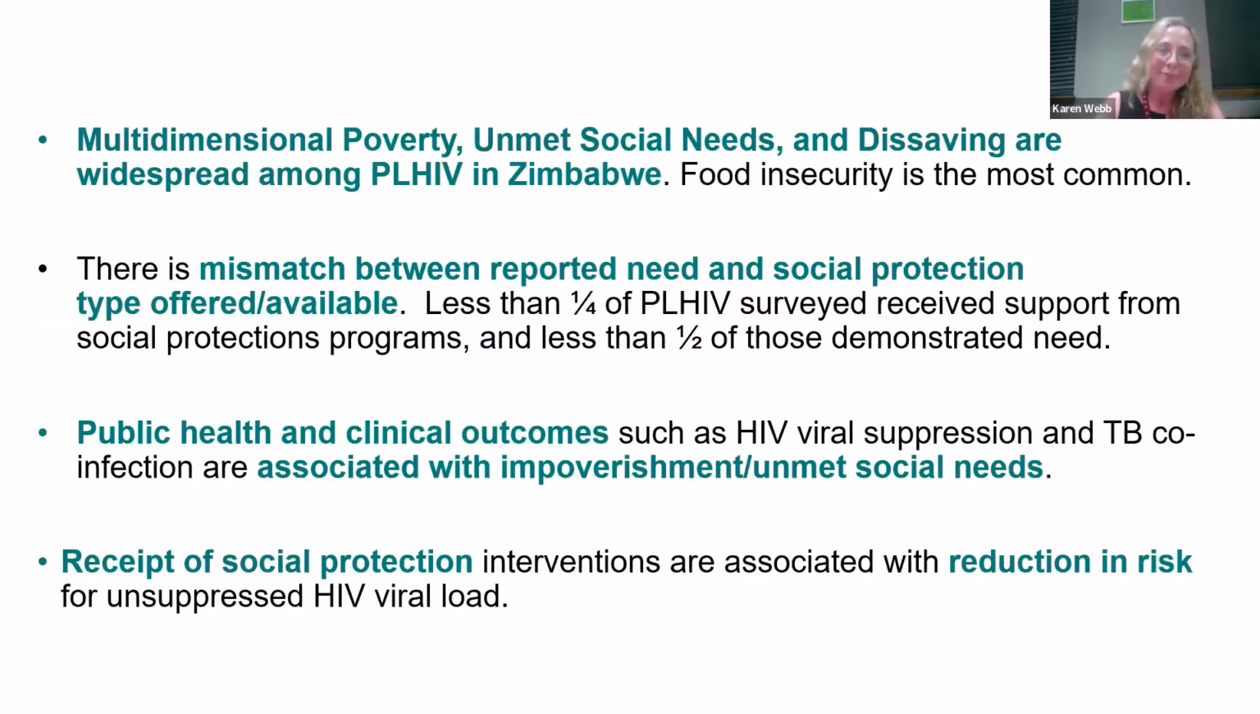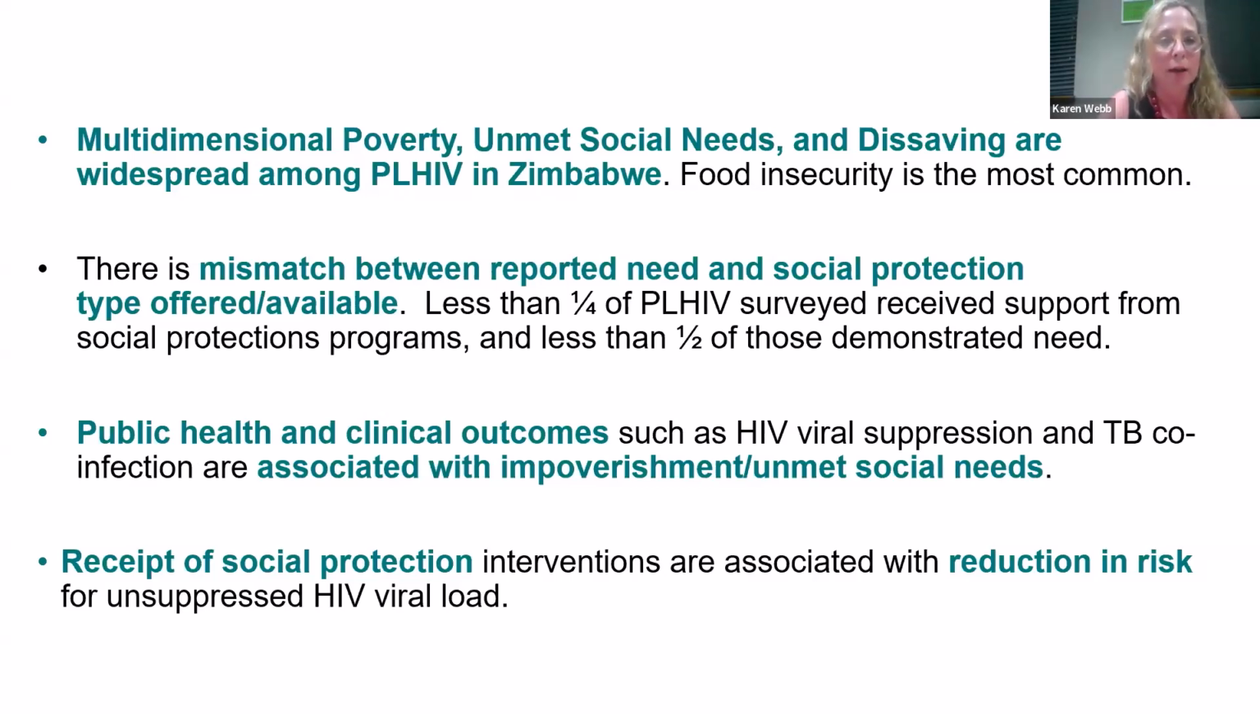So what this is really telling us within the context of an existing implementation program is that we could see very strongly that multidimensional poverty, unmet social needs, and savings needs are widespread amongst people living with HIV in Zimbabwe, with food insecurity being the most prevalent. There's a mismatch between those who reported need for social protection services and the type that has been offered or made available. Less than a quarter surveyed had received social protection programs, and less than half of those that needed them had ever received them.